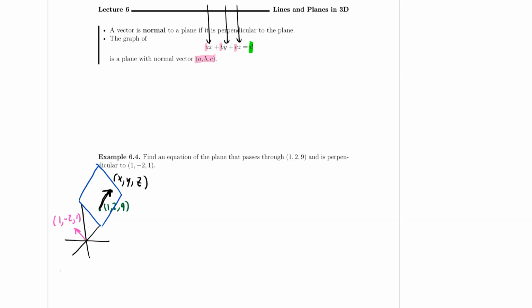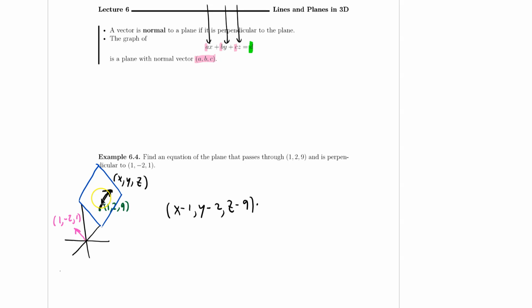So my black vector starts from (1, 2, 9) and goes to (x, y, z). So the coordinate of my black vector here is going to be x minus 1, y minus 2, and z minus 9. Now, because I knew that the pink vector has to be perpendicular to the plane, what that means is the pink vector has to be perpendicular to the black vector as well.